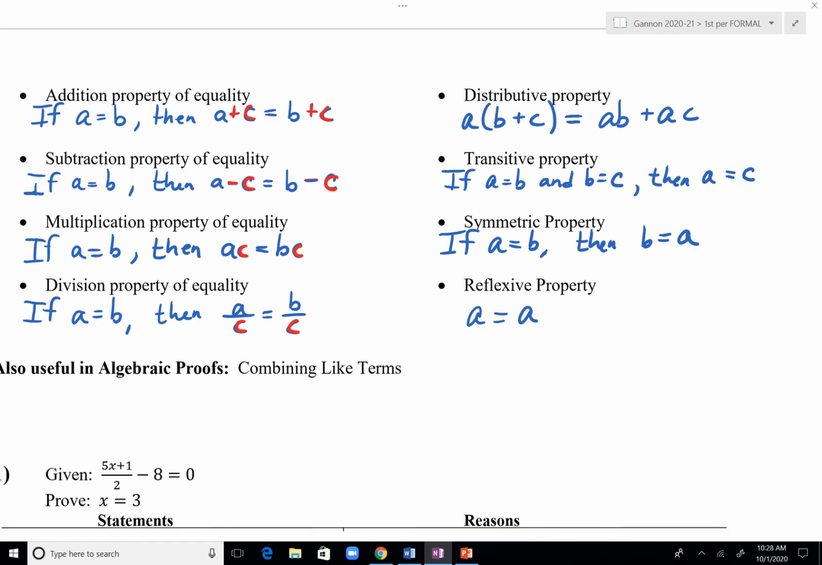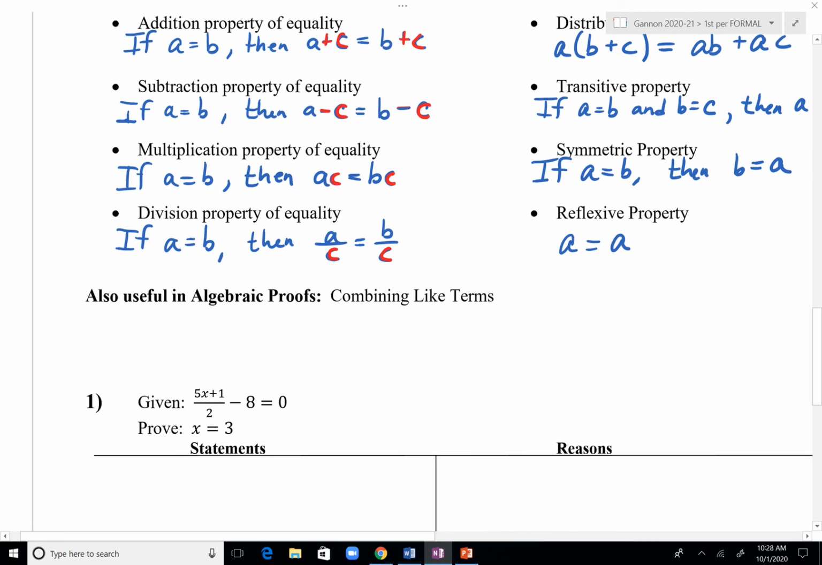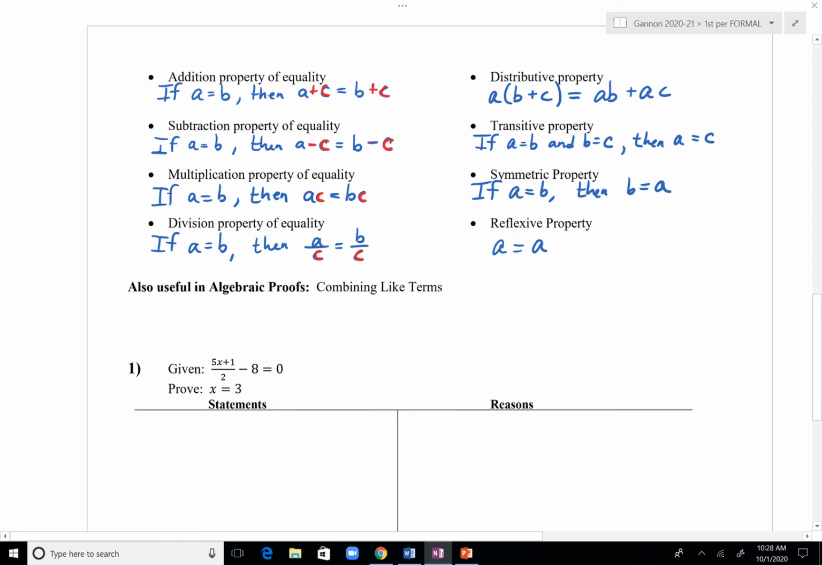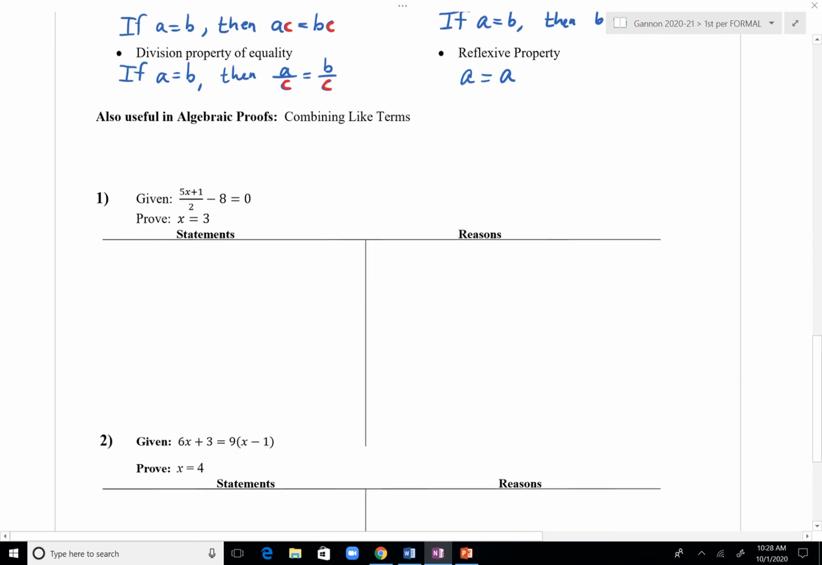One of the other statements that might come into play is combining like terms. So there are going to be times when the step will be to simplify by combining like terms. And those are generally the properties you're going to use in an algebraic proof. So let's go through a couple examples.